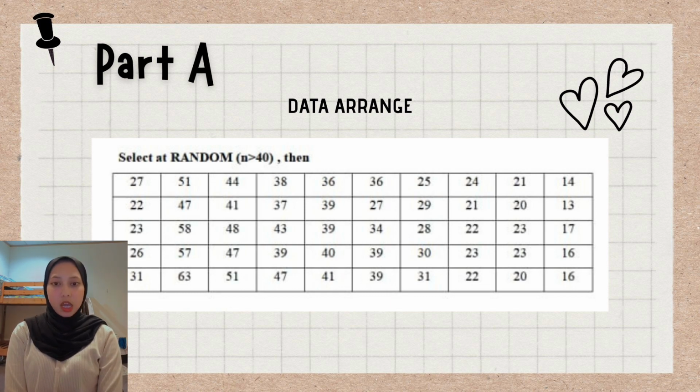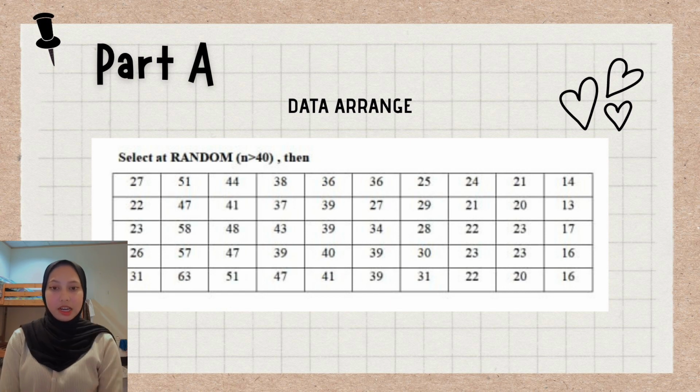Today we'll present about part A. In part A, we have data range. In data range, we have to find class weight. Maximum 63, minimum 13. So, maximum entry minus minimum entry divide by number of classes. 63 minus 13 divide by 6. So the answer is 8.33, class weight to 8.